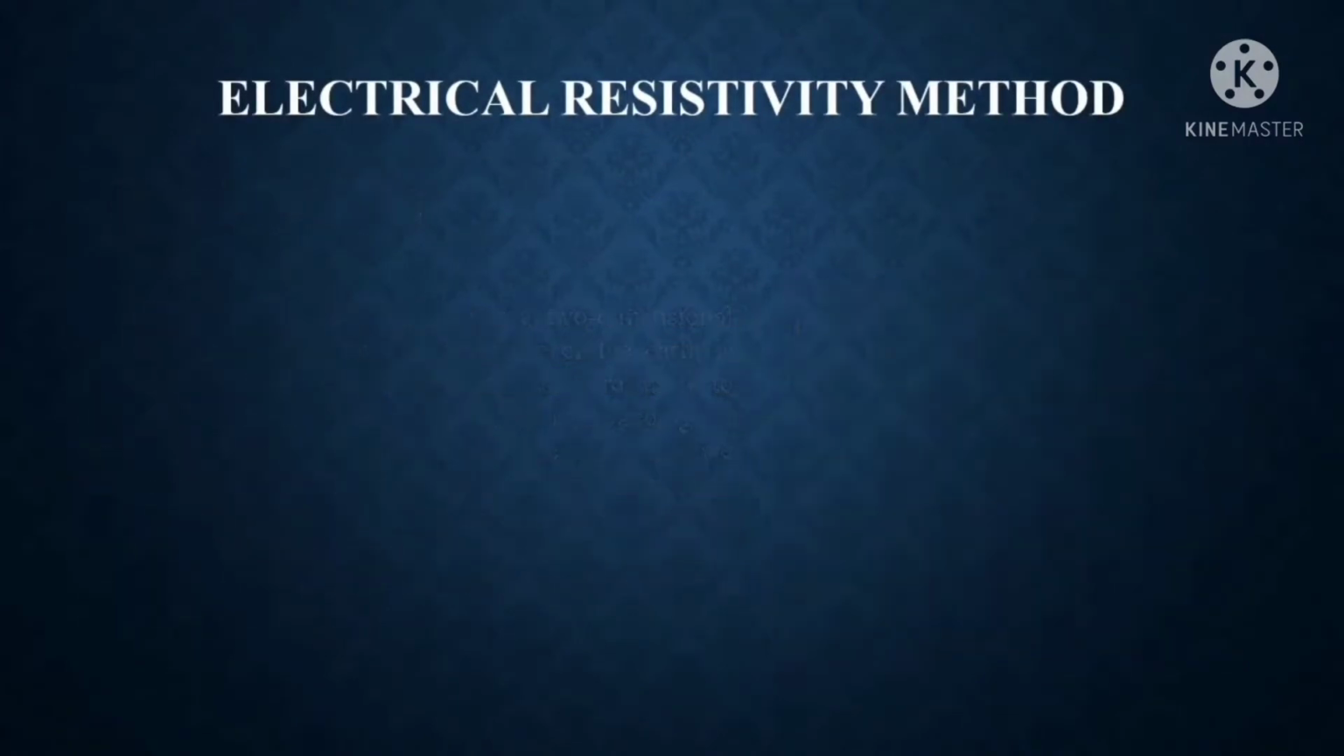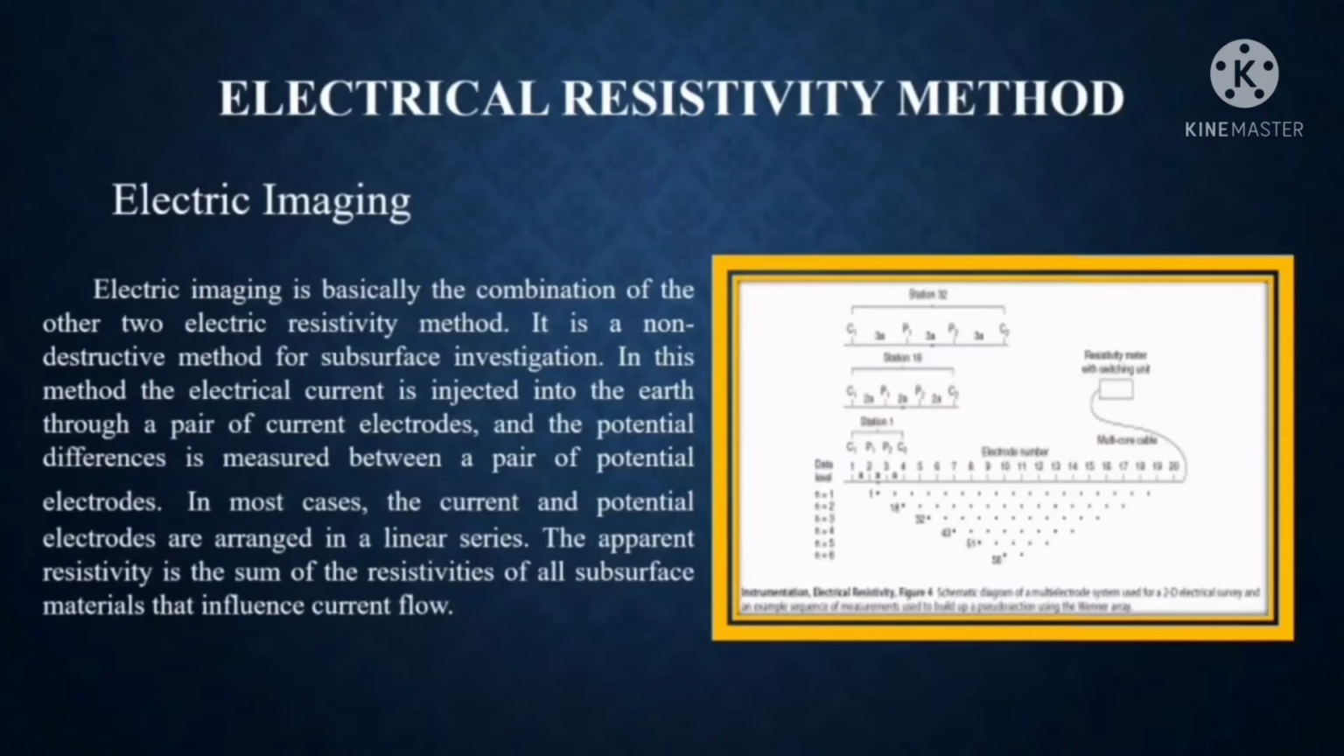And the next one is electric imaging. Electric imaging is basically the combination of the other two electrical resistivity methods. It is a non-destructive method for subsurface investigation. In this method, electrical current is injected into the earth through a pair of current electrodes, and the potential difference is measured between a pair of potential electrodes. In most cases, the current and potential electrodes are arranged in a linear series. The apparent resistivity is the sum of the resistivities of all subsurface materials that influence current flow.